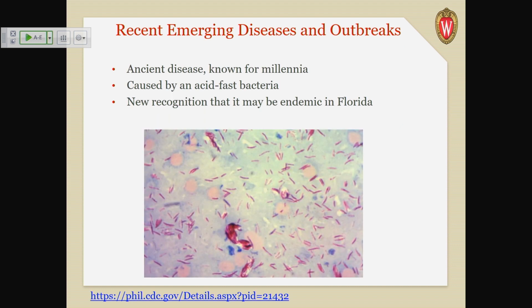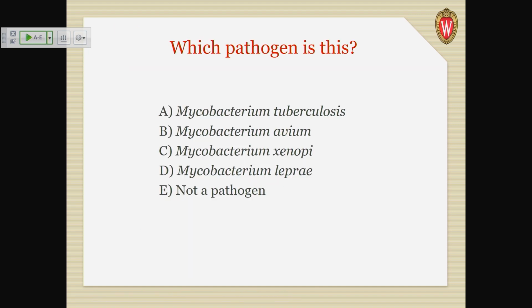All right, next one. This is an ancient disease that's been known for millennia. It's caused by AFB, an acid-fast bacteria, and there's pretty new recognition that it might be endemic in Florida. I'm sorry, not really trying to pick on Florida. They just have the most interesting stuff these days. So, which pathogen is this? It's an AFB, so it's probably a mycobacterium. Is it tuberculosis, M. avium, M. xenopi, M. leprae, or not a pathogen?